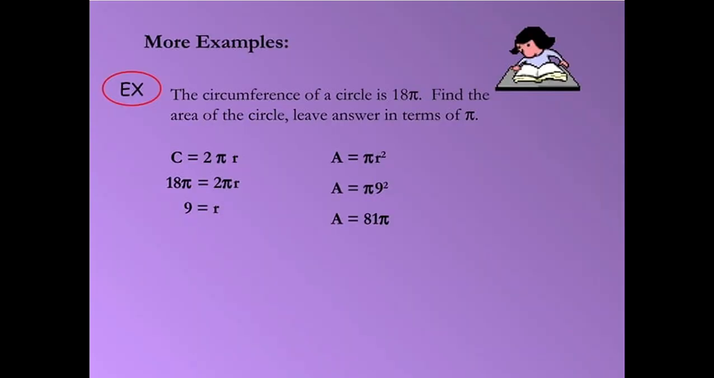Okay, last example: the circumference of a circle is 18 pi. Find the area of the circle and leave the answer in terms of pi. We can just leave it in terms of pi. Again, the circumference of the circle is 18 pi, and we are looking for the area of the circle. Again, the formula for the circumference is C is equal to 2 pi r. The area of the circle is A is equal to pi r squared.